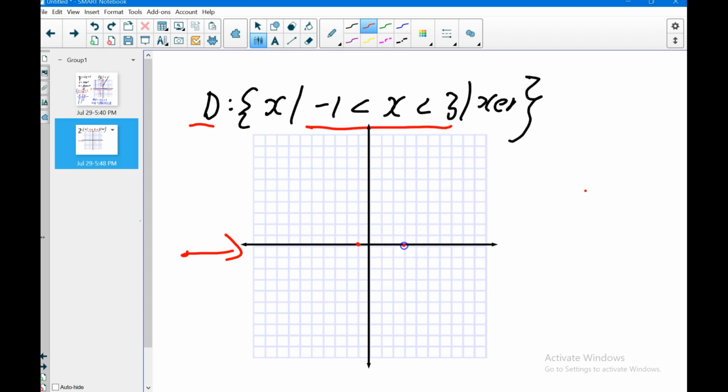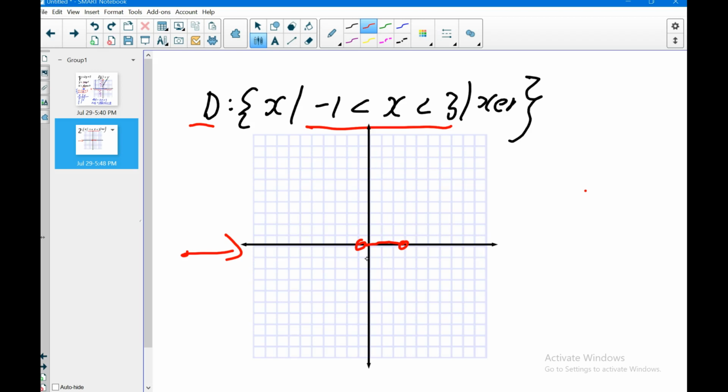1, 2, 3. Now there's two ways that they show you in the books. Some books say if it's greater than -1, sometimes they will use an open dot, like this. It means x is greater than -1. And if it's over here, less than, they would use another open dot, like this. And your domain is right there, in that section. That's the domain.